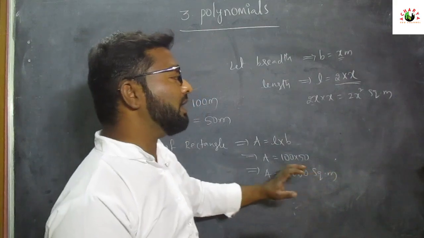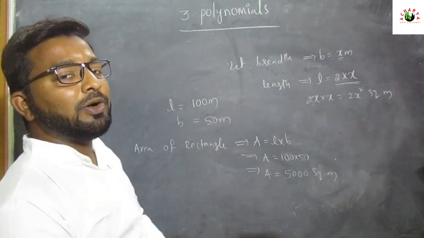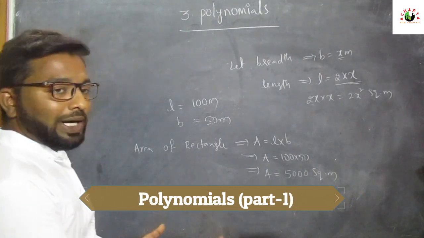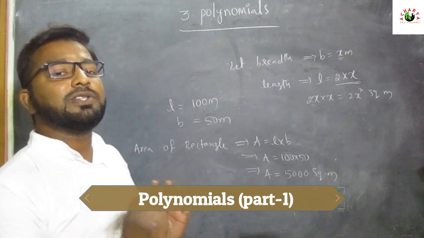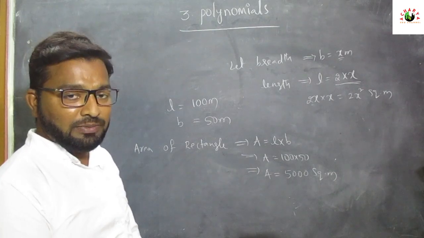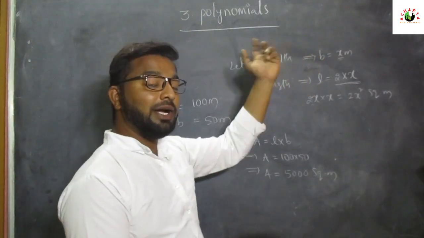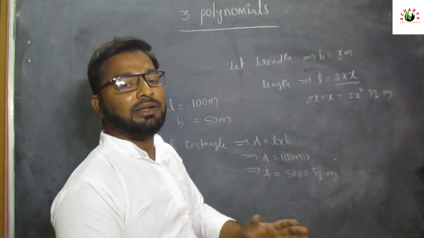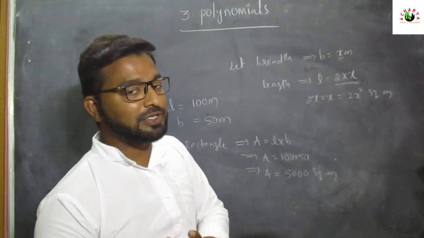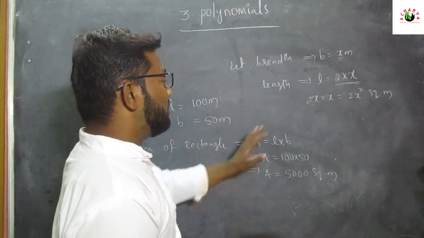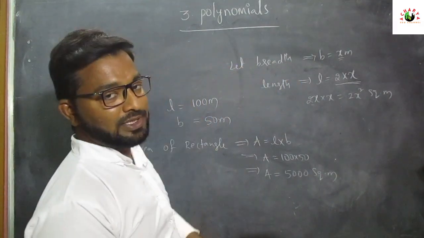So finally we conclude: what is meant by a polynomial, and how do we identify which are polynomials and which are not? We also find the difference between an algebraic expression and a polynomial. First of all, what is an algebraic expression?